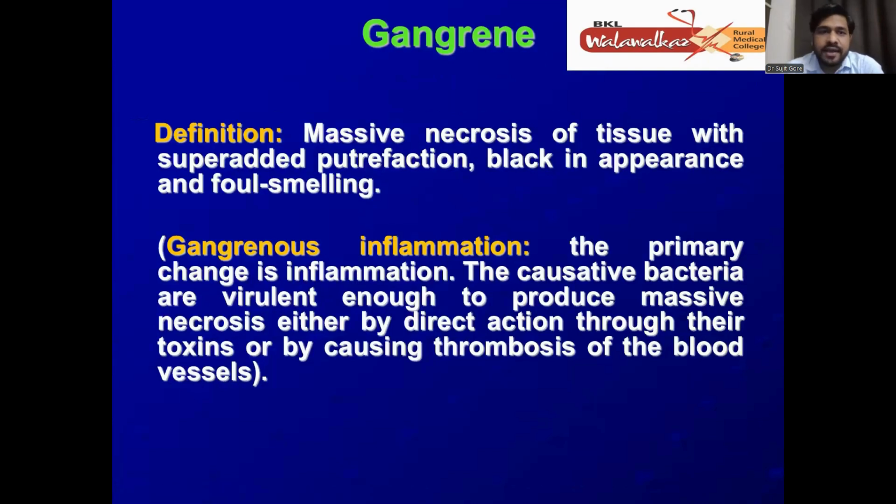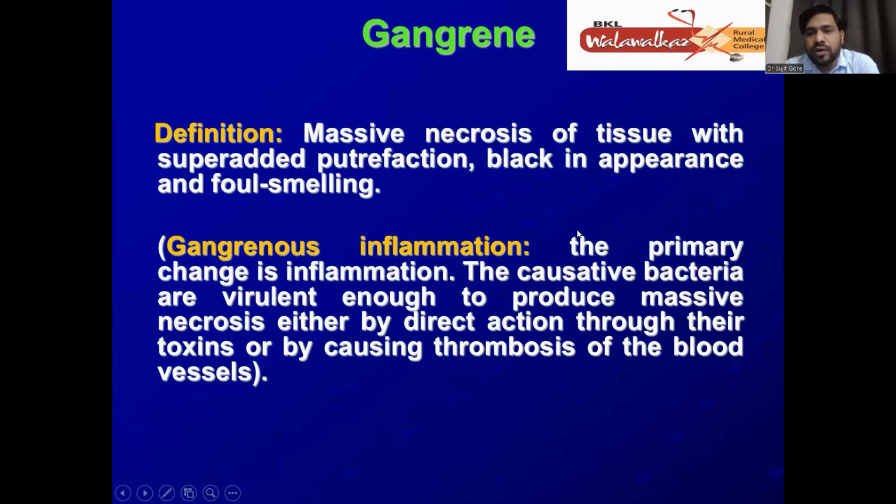Now the next part is gangrene. Gangrene is a subtype of necrosis. So what is the definition of gangrene? It is massive necrosis of the tissue with superadded putrefaction, black in appearance and foul smelling. So that is gangrene.